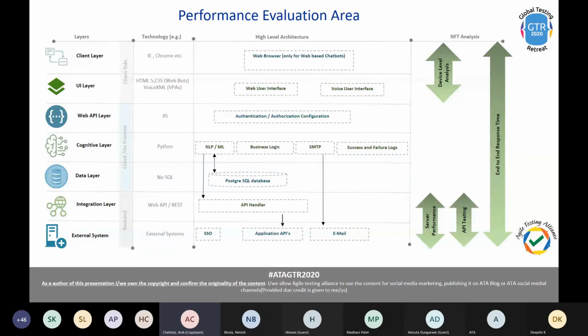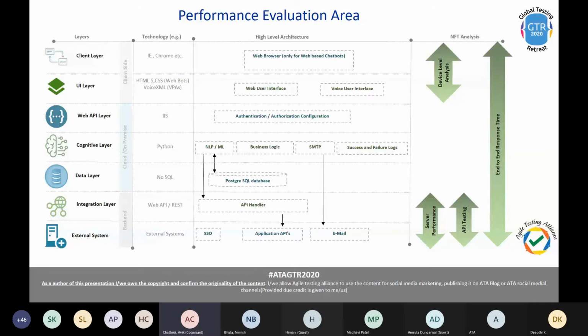If we speak about the client or UI layer, we can have single user client-side performance or device level analysis. And we used an automated test framework, which the automation team had developed, to get an end-to-end response time for a single user. Apart from this, at the integration layer, we have the API testing. We can do the API testing and have the server performance evaluated.